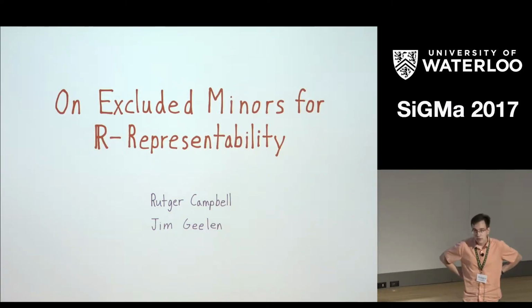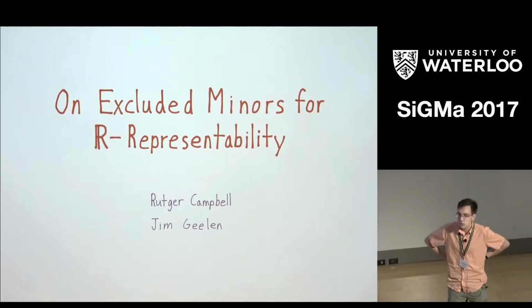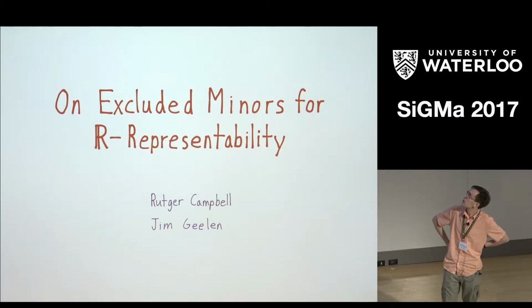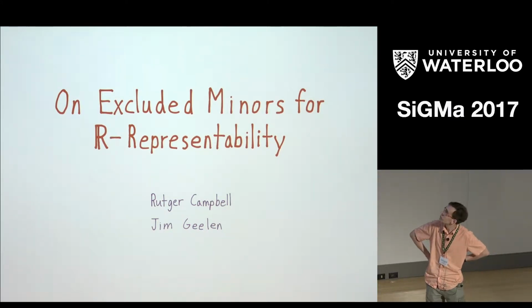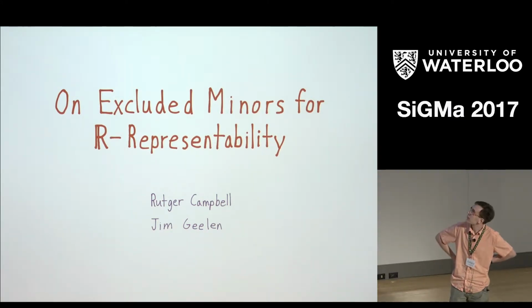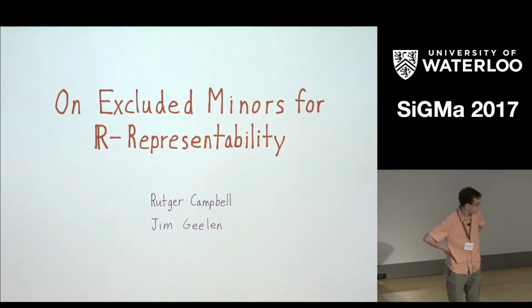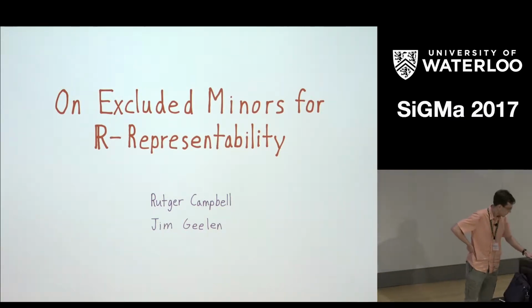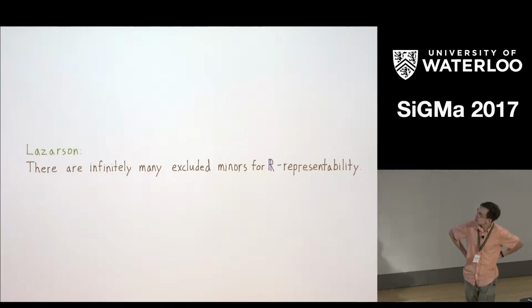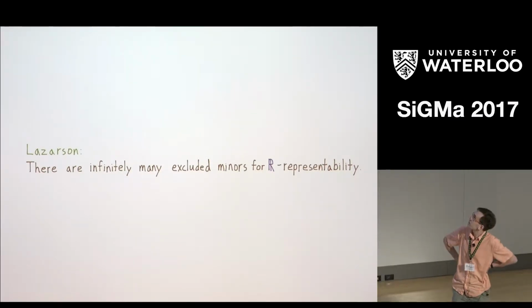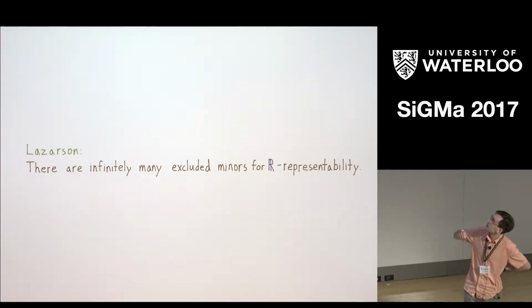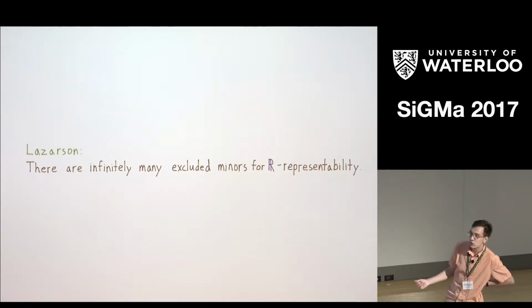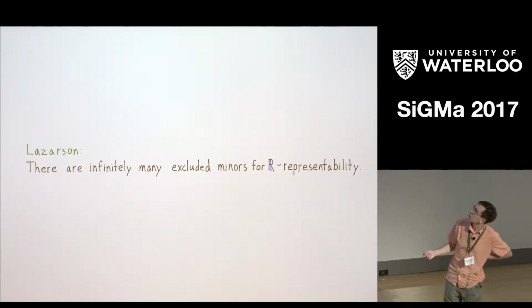So excluded minors can give an alternate description of a minor-closed class. In an effort to characterize real representability, we'll look at the excluded minors for real representability. Unfortunately, in contrast to over a finite field, we find that there are infinitely many excluded minors for real representability.